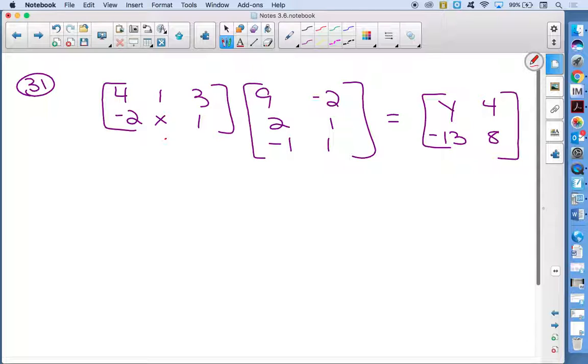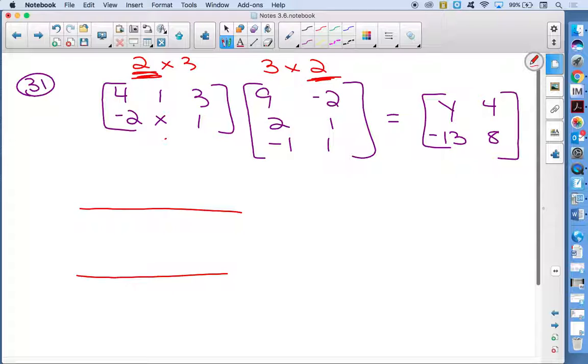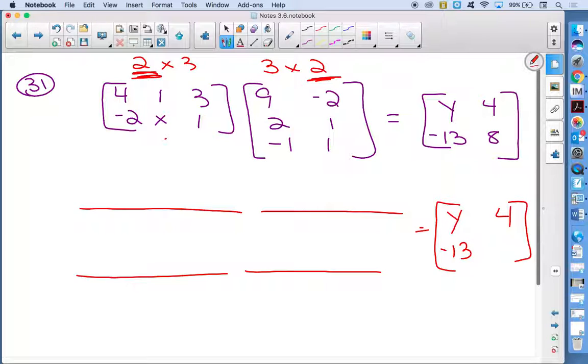So just checking here, we have 2 by 3 because 2 rows, 3 columns. And then my other one is 3 rows by 2 columns. So my end result should be a 2 by 2 matrix, which is good because that's what the answer is on the other side. So it needs to match up with the 2 by 2 matrix on the other side. Otherwise, we can't solve for x and y. So 2 rows, 2 columns, they should be equal to the y4, negative 13, and 8.